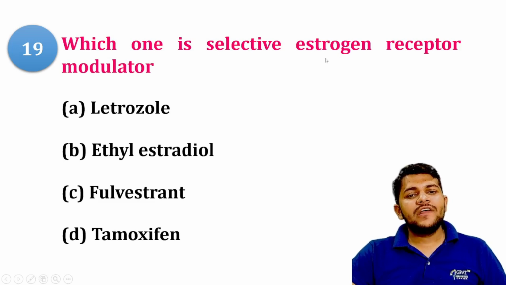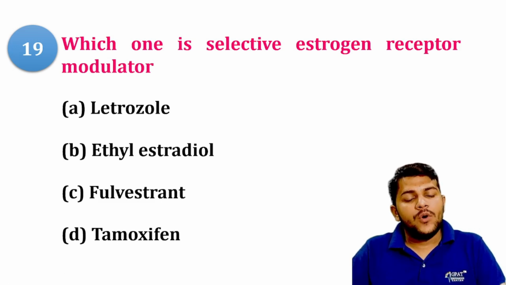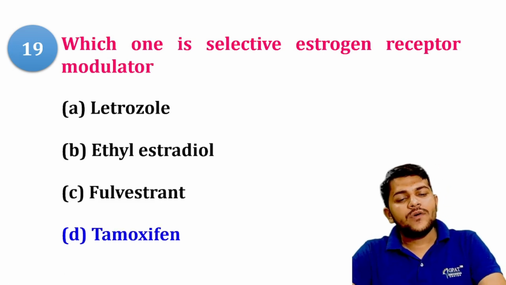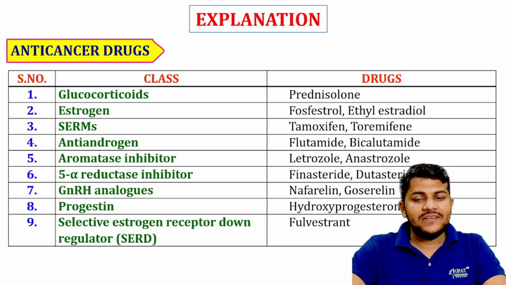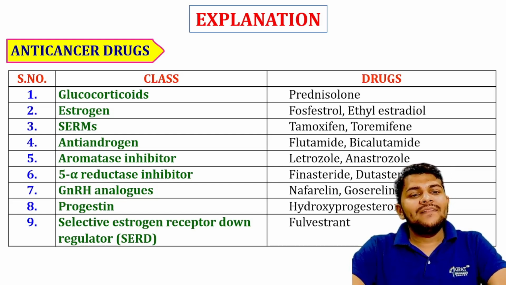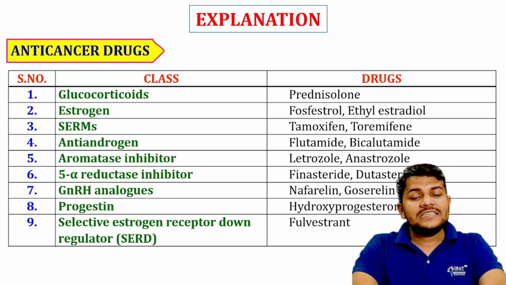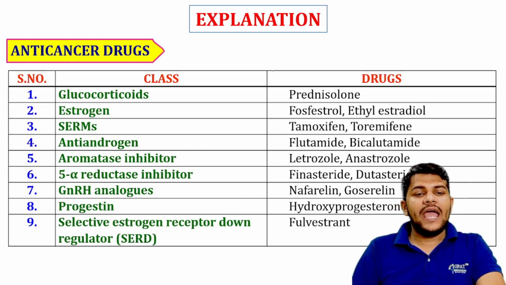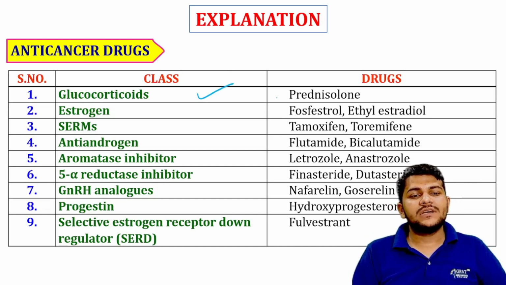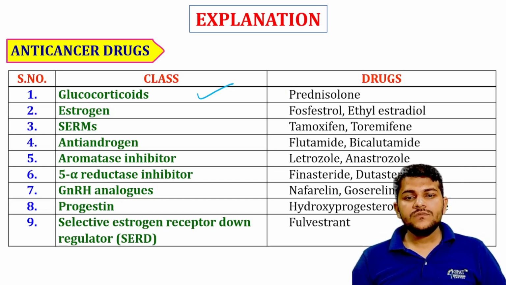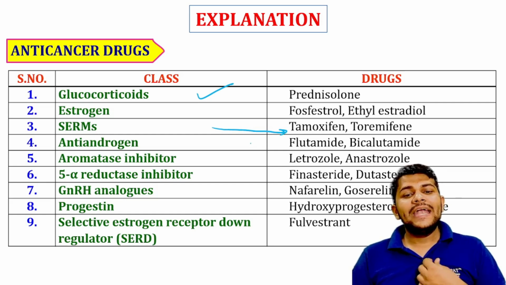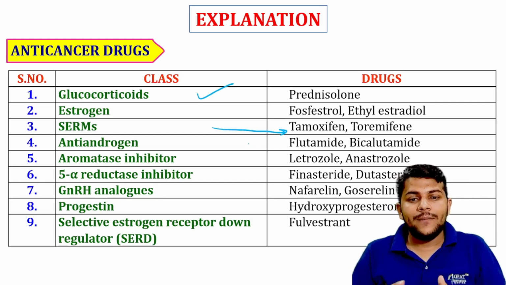After that, which one is a selective estrogen receptor modulator? We have tamoxifen, which acts as a selective estrogen receptor modulator. This is the typical table showing the anti-cancer drugs. We have the glucocorticoids used in anti-cancer therapy, like prednisolone. Estrogens, we have ethinyl estradiol. SERMs, selective estrogen receptor modulators, are tamoxifen and toremifene. Anti-androgens, we have flutamide and bicalutamide.